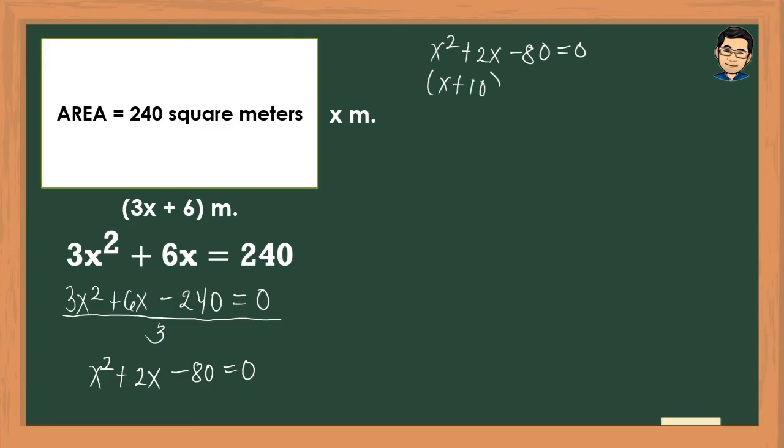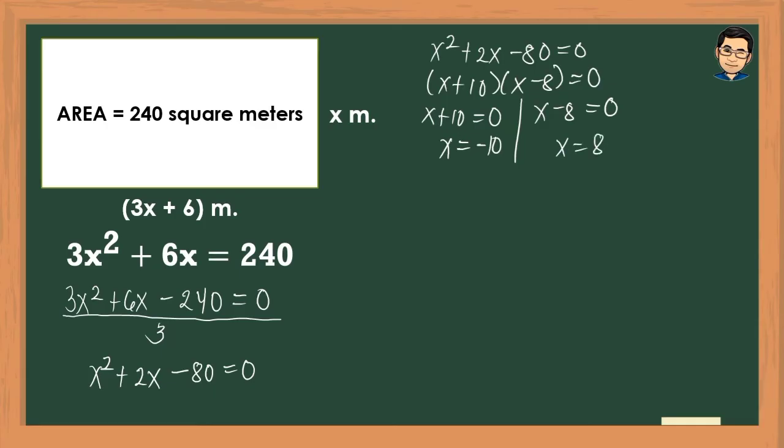X plus 10 times x minus 8 is equal to 0. And then we equate each term to 0. So, x plus 10 is equal to 0. X minus 8 is equal to 0. So, x equals negative 10 and then x equals 8. Hindi po kasi natin tinatanggap yung mga negative values when it comes to measurement po. So, x equals 8 lang po yung ating solution. Okay? And then, substitute natin siya dun sa mga given natin. So, x equals 8, ito po yung magsisilbing width.